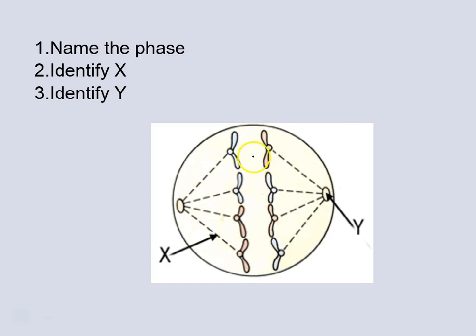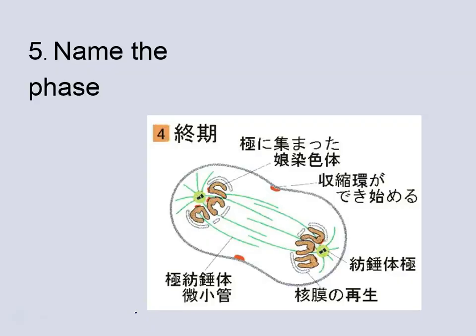This would most likely be anaphase because they're being pulled away from each other. This would be your centriole, and these would be spindle fibers. I'd say that one's going to be telophase because you can see the two nuclei starting to form.